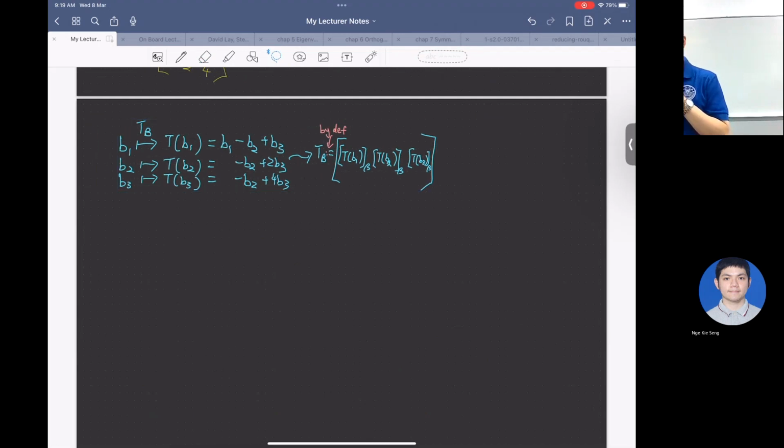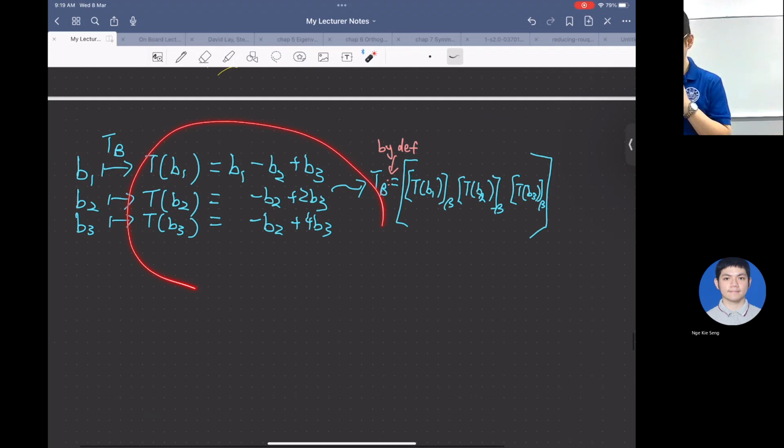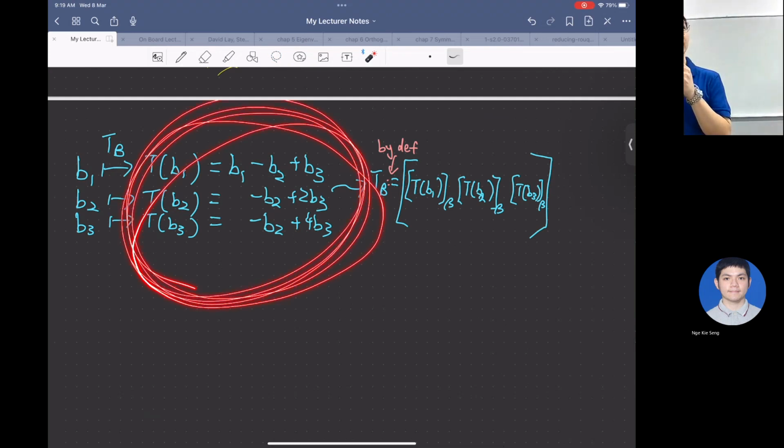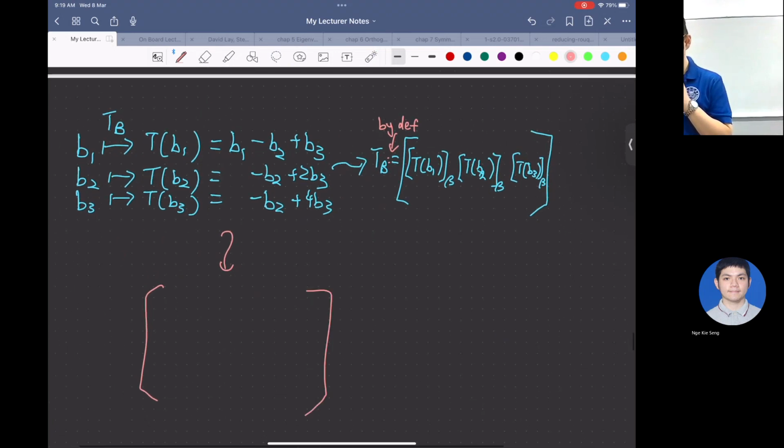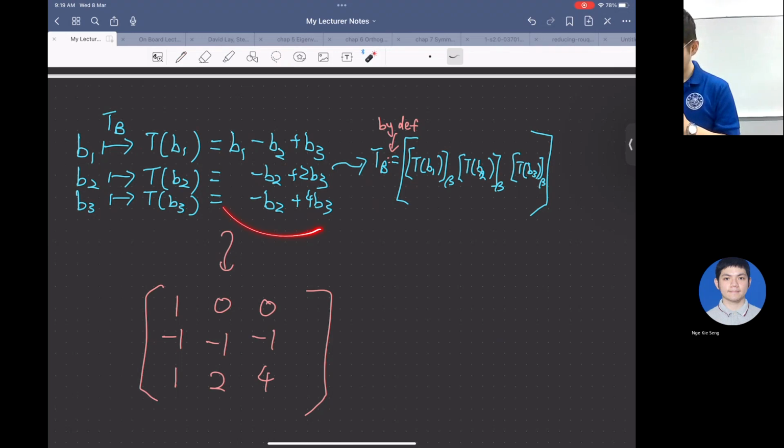Can you get the coordinate vector from just looking at this TBi here? Do you know how to do it? I will say the answer, see if you know. If not, just voice out. So TB1 expressed in terms of B is just 1, minus 1, 1. And then TB2 is 0, minus 1, 2. TB3 is 0, minus 1, 4. So you just pick up the coefficients on B1, B2, B3. So this is the TB you want.